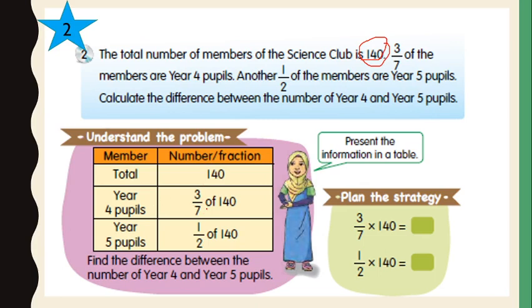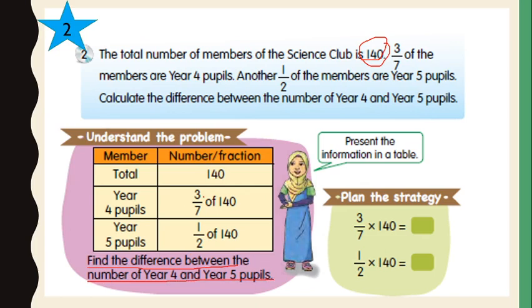Daripada 140 itu 3/7 adalah murid-murid tahun 4. Itu maksudnya. Okay. So another one, year 5 pupils, 1 over 2 of 140. Okay. Bukan bermaksud 1/2 orang. Bermaksud di sini 1/2 daripada 140 itu adalah budak-budak ataupun murid-murid tahun 5. So the question wants us to find the difference between the number of people of year 4 and year 5.